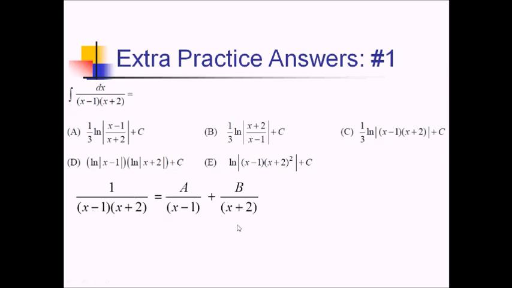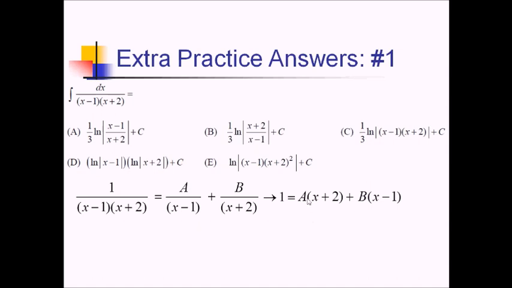over x plus 2. And then I'm multiplying everything by my denominator, (x minus 1)(x plus 2). I've got 1 on the left side. On the right side, this is going to be A times (x plus 2) because the x minus 1s are canceling. Over here, the x plus 2s cancel, so that's just B times (x minus 1). And now I'm going to try to solve for A and B by picking convenient values of x.